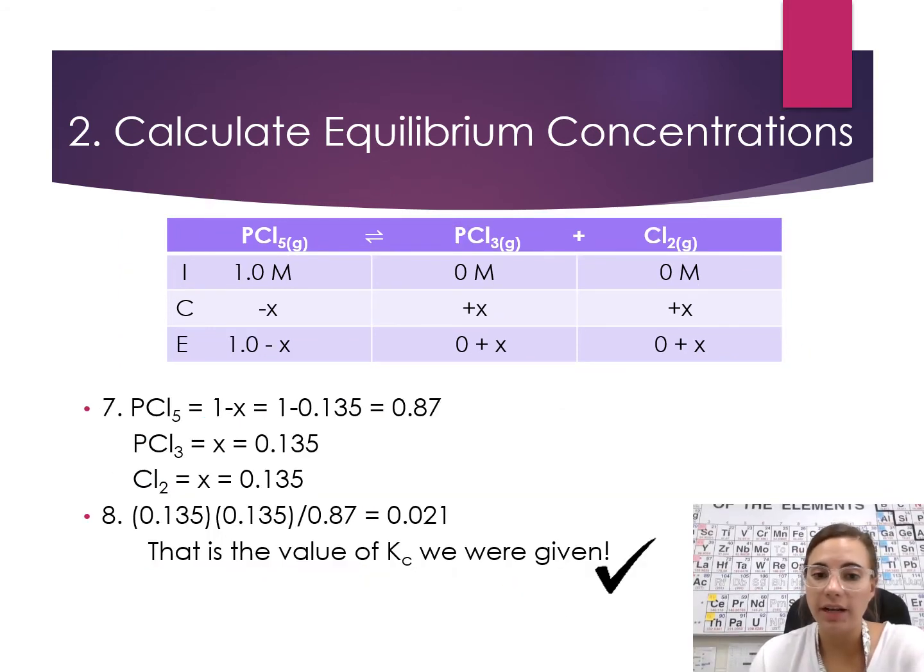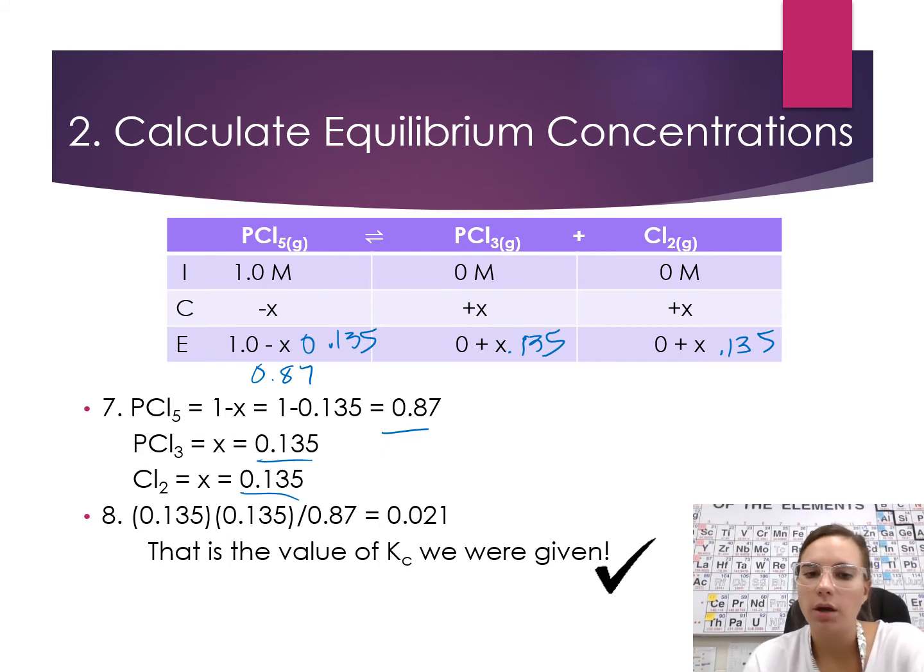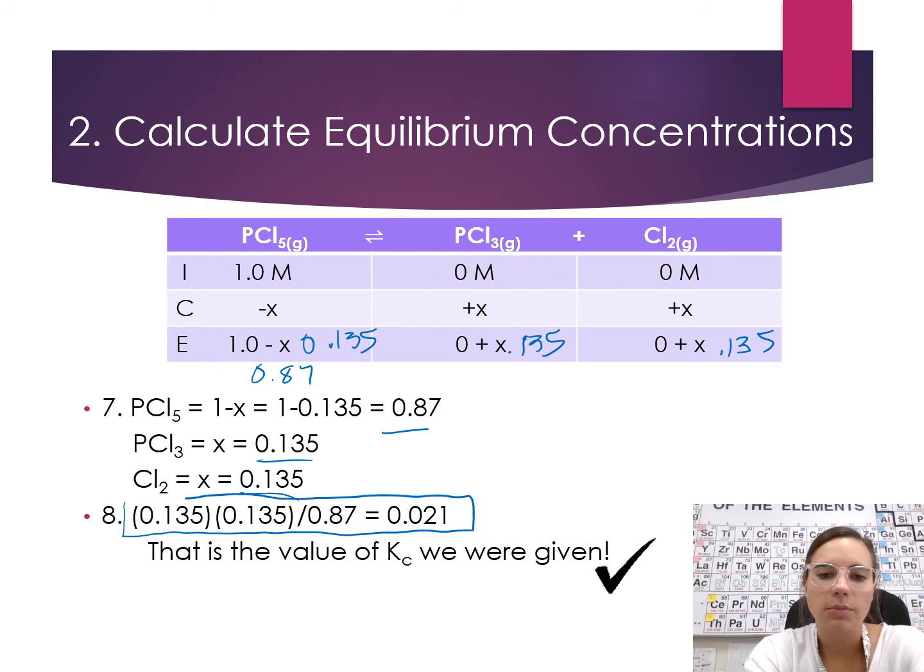So now that I know that x is equal to 0.135, I'm going to plug it in everywhere there's an x, which gives me that the equilibrium concentration of PCl5 is 0.87, PCl3 is 0.135, and Cl2 is 0.135. Then I can always do a common sense check, because I can plug these equilibrium values into my equilibrium expression and check to make sure that I get the Kc we were given.